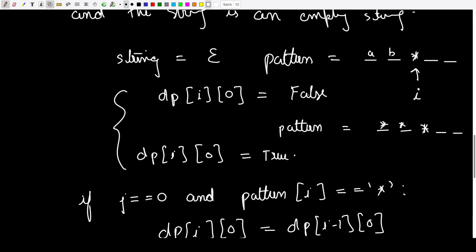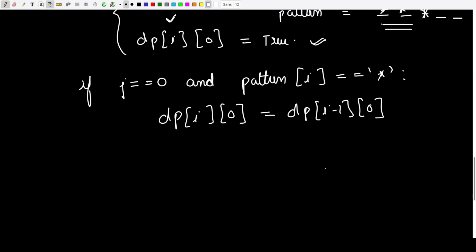What we mean by this is, the wildcard character star matches with an empty string, but whether the value of I comma 0 will be true or false will be determined by the pattern which comes before star. In this case, the pattern before star was A and B, and since the empty string cannot match with it, we have marked it as false. In the other case, the pattern before star was also a wildcard, since it matches, we have marked it as true. And that is what we are able to achieve via this condition.